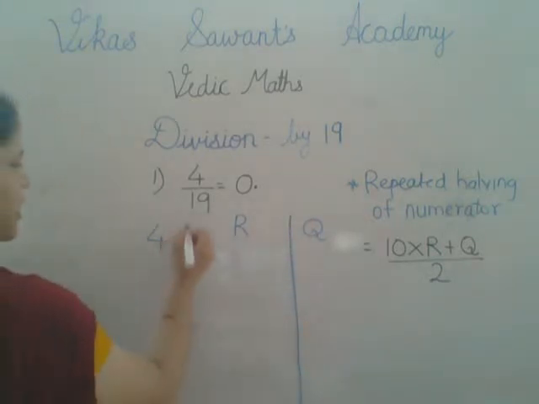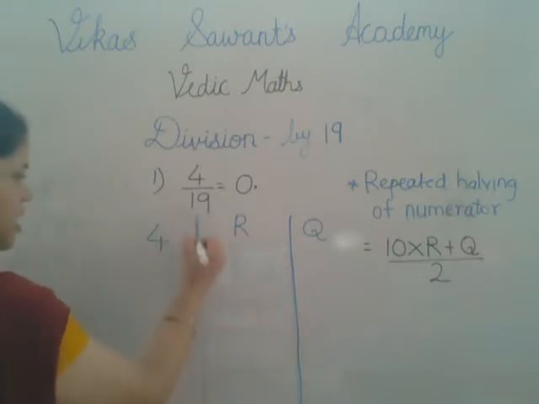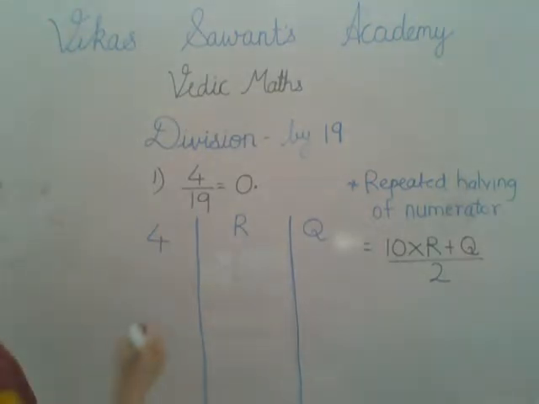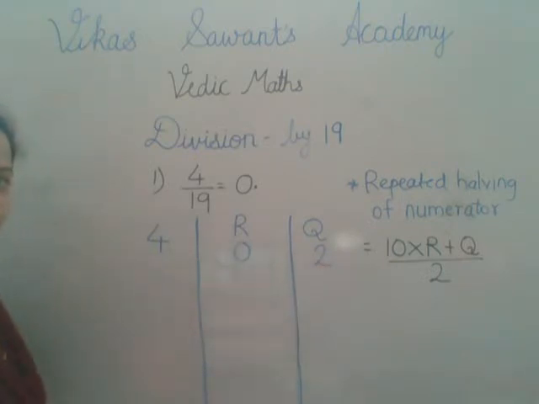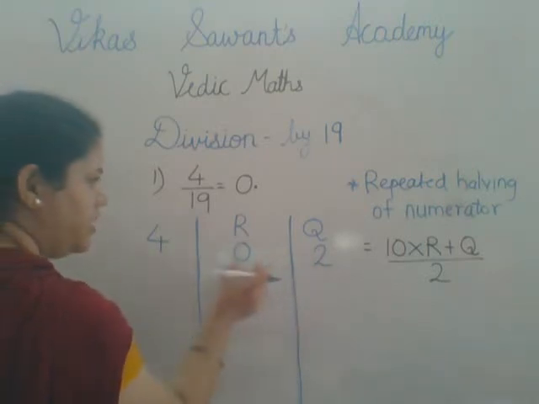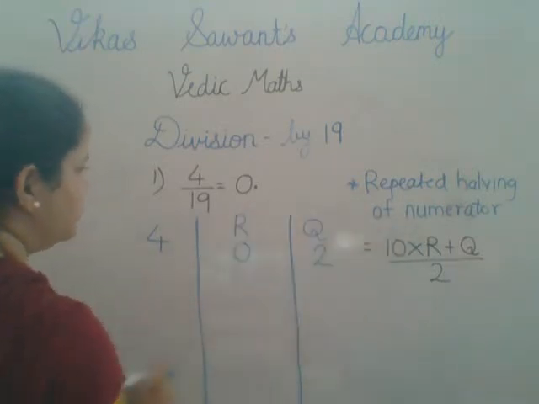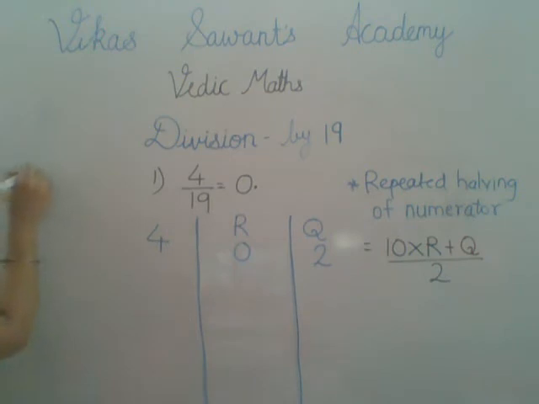So now we are halving 4. Divide 4 by 2. What do we get? Remainder is 0 and quotient is 2. Now, what is the use of this formula? Let's put it in this formula. 10 into remainder 0 plus quotient 2, divided by 2. This part has become 0. What remains? 2 upon 2, that is nothing but 1.